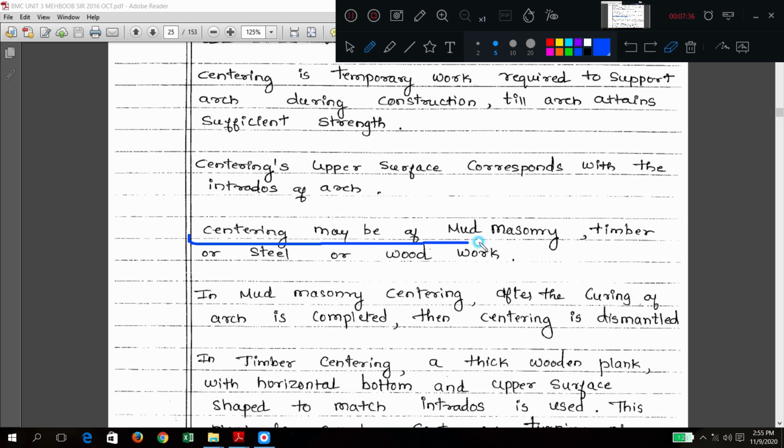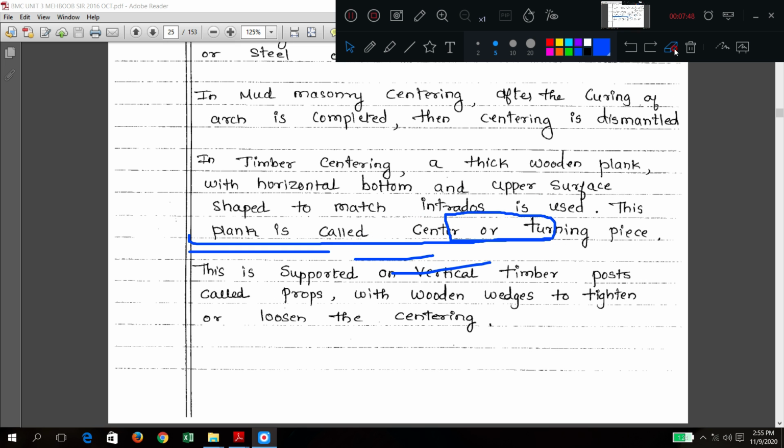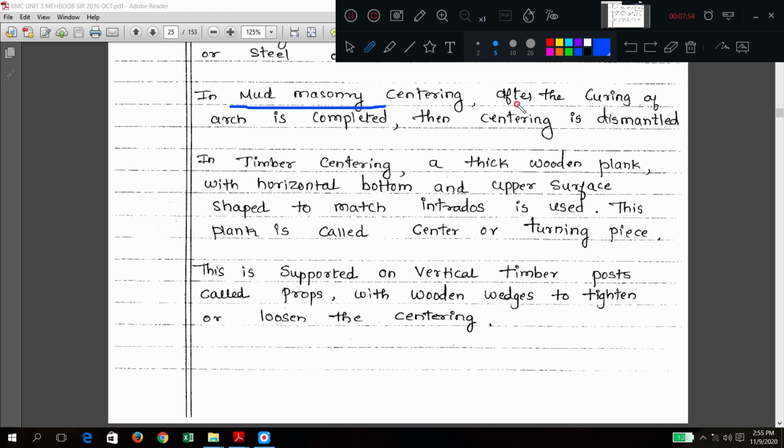Centering may be made of what? You can use mud masonry, timber, steel, wood, anything can be used. In mud masonry centering, after the curing of the arch, the centering is dismantled. Means what? It is taken out.